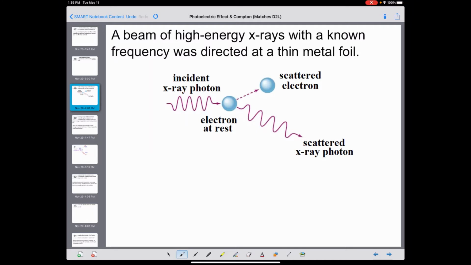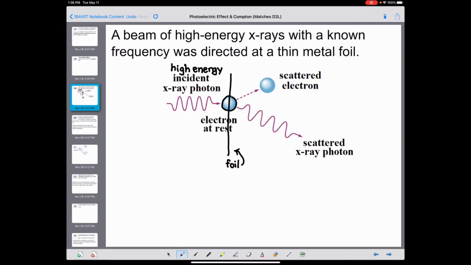metal foil. So this purple squiggly thing is an X-ray photon. And to begin with, it has a high energy. And we're sending these X-rays at a piece of metal foil. So you can imagine aluminum foil or something like that, only it doesn't need to be made out of aluminum. It could be made out of any metal. And within that foil, we have atoms, and those atoms contain electrons. So here we're just looking at one of the electrons in the foil, and that electron is currently at rest.